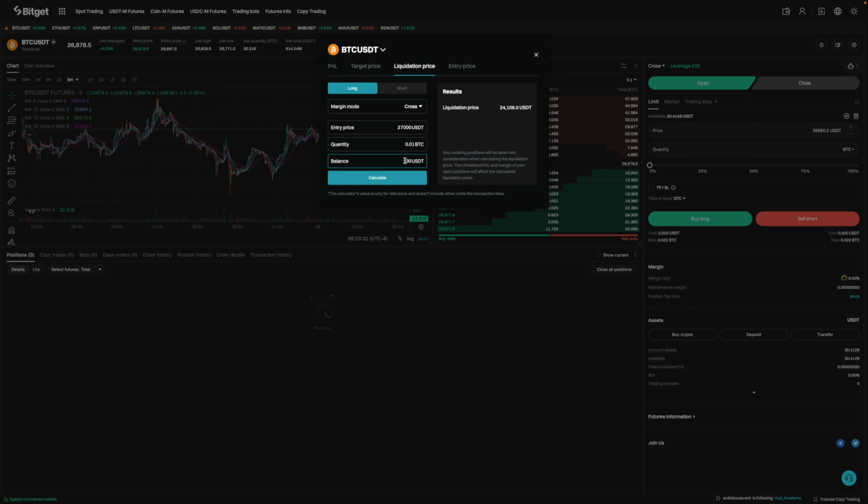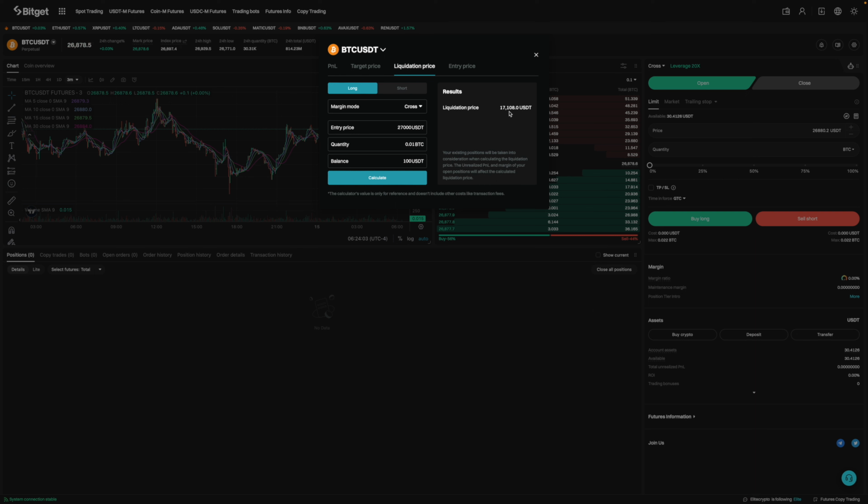Now, if I were to adjust the numbers, the liquidation price would also change. So let's just say instead of my balance being 30 USDT, I've now got 100 USDT to trade with. So if I click again on calculate, you can see that my liquidation price has gone down to 17,108. Now, this should make sense because I'm using less borrowed money to trade with, or I'm putting up more capital, so therefore my liquidation price would go down.